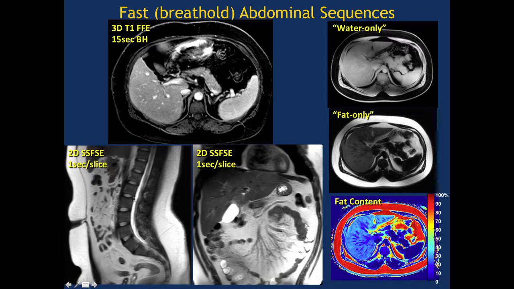Often we'll compromise resolution to freeze the motion in the abdomen to do 1 second per slice in a free-breathing patient, although from slice to slice to slice you'll notice the motion in the body. Usually these are done just to localize things in the body, and then we'll do a more dedicated scan through the anatomy of interest.